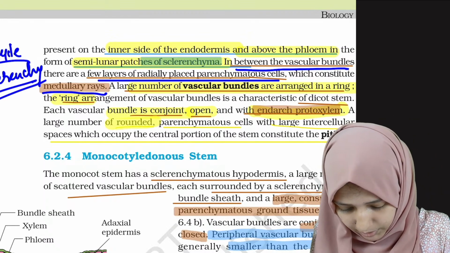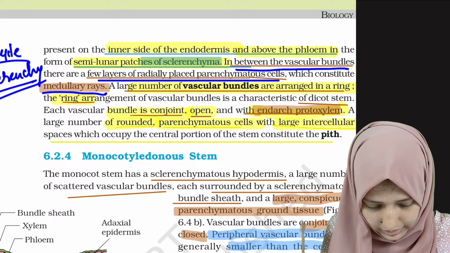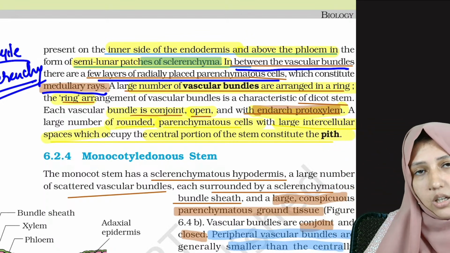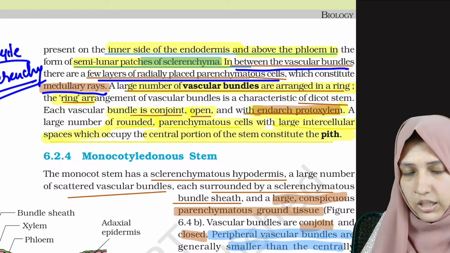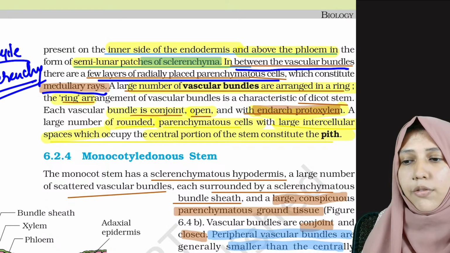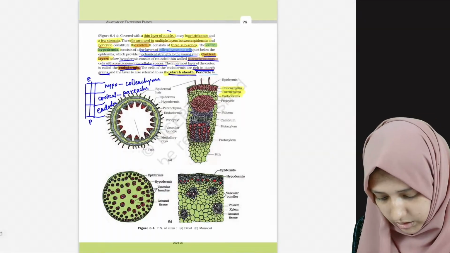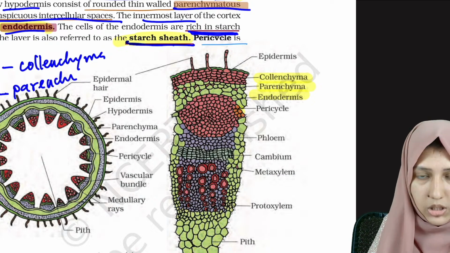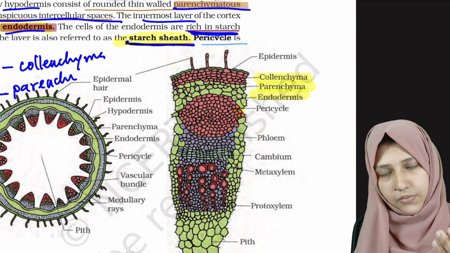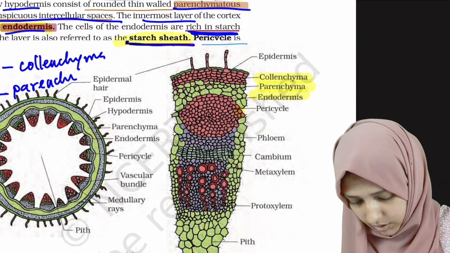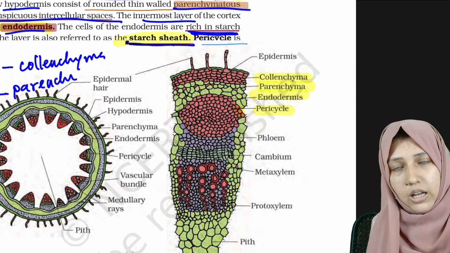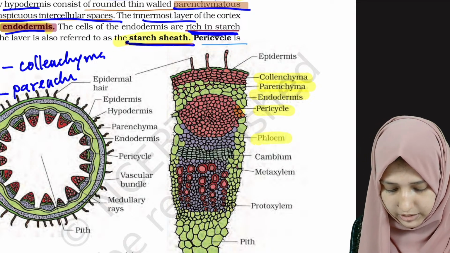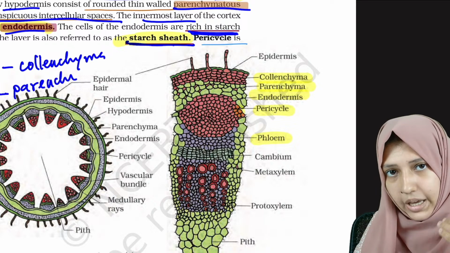And there is a large number of rounded parenchymatous cells with large intercellular spaces which occupy the central portion and constitute the pith. So the pith is large and significant here, and the pith is also made up of parenchymatous cells. Now see the picture clearly. This is the pericycle. What is the pericycle made of? Sclerenchyma cells. And what is the location of pericycle? Above the pericycle it is endodermis, and below the pericycle it is phloem, or the pericycle is found above the phloem.